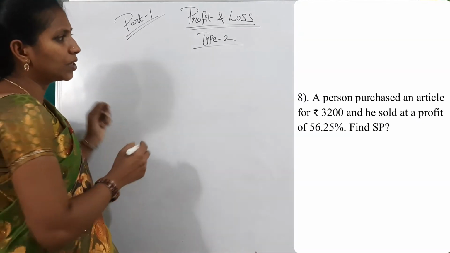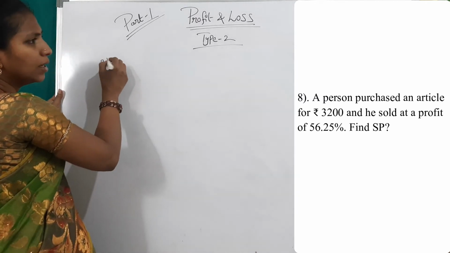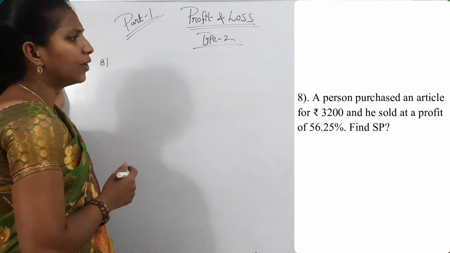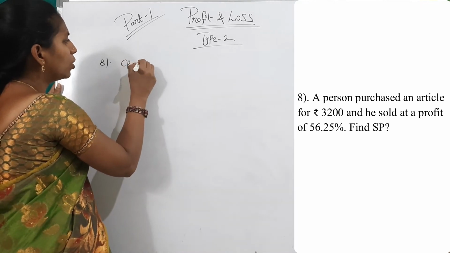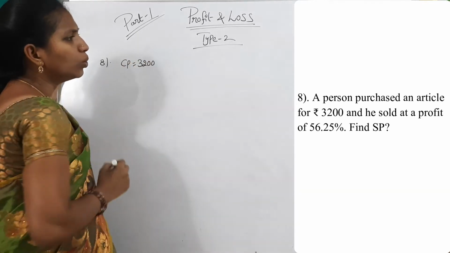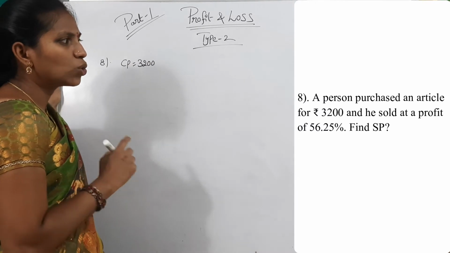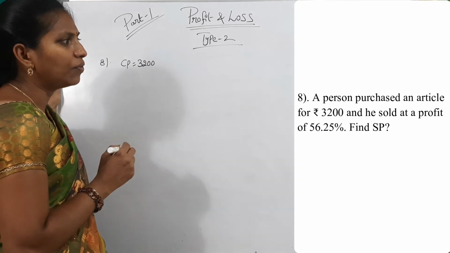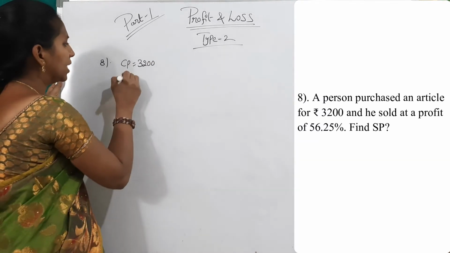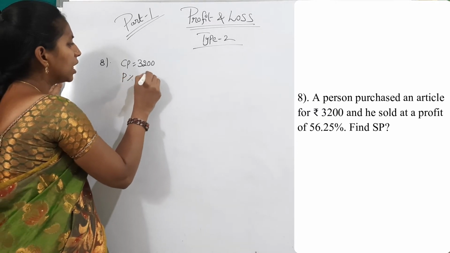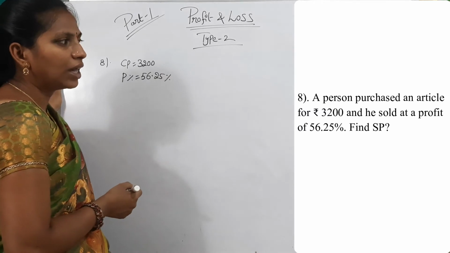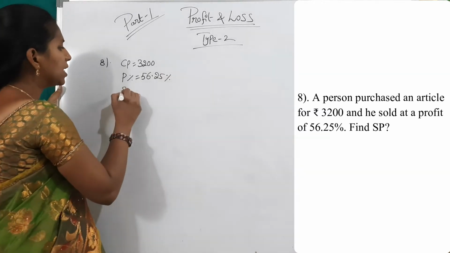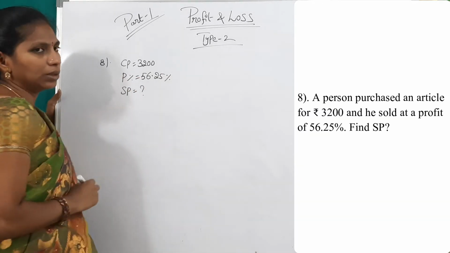Now see 8th question. A person purchased an article for 3,200 rupees. So cost price equal to how much? 3,200 rupees. And he sold at a profit of 56.25%. Profit percentage equal to 56.25%. Then finally find out SP, selling price equal to what?